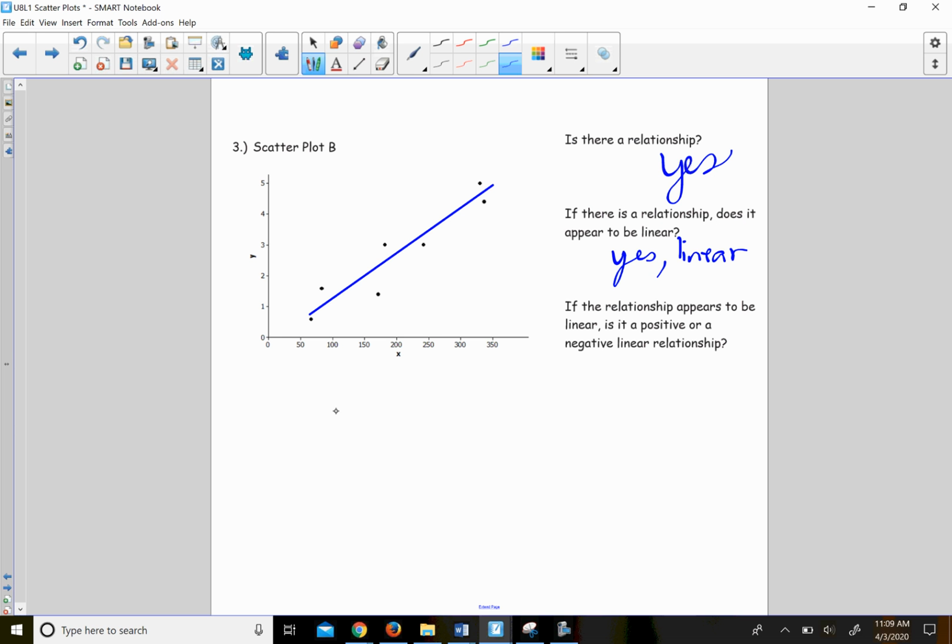Well, what if we had something like this? A line's not going to be the best fit. It's going to be something that looks like this. And those really are going to show up in 9th grade. So you're going to see scatter plots again, and you're going to see linear ones, but you're also going to see other nonlinear ones. So we're going to stick with linear here. Since a line is the best way to fit that data, we're going to say positive or negative. Since it's going up, we're going to say positive correlation.